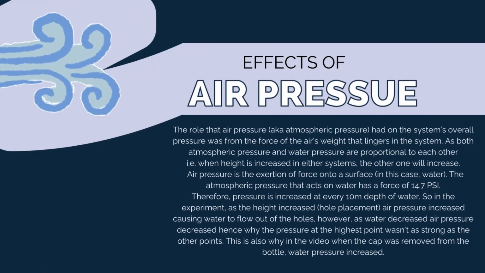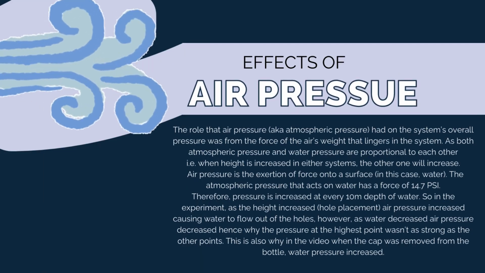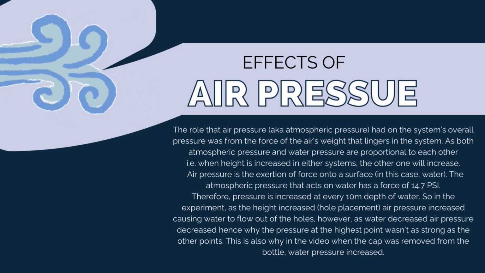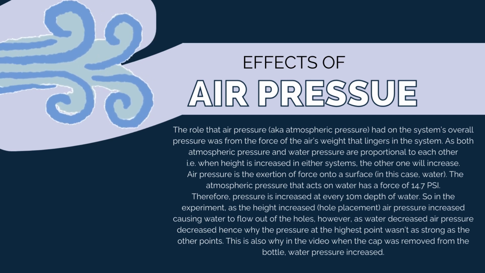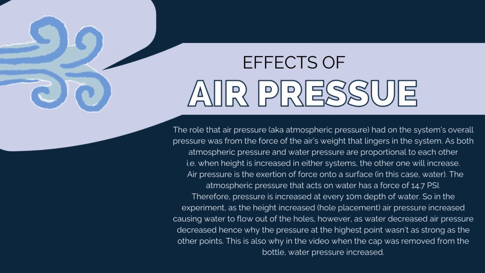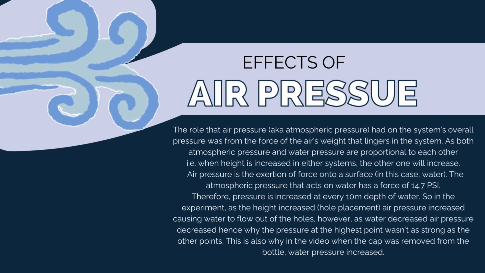Effects of air pressure. The role that air pressure, a.k.a. atmospheric pressure, had on the system's overall pressure was from the force of the air's weight that lingers in the system. Both atmospheric pressure and water pressure are proportional to each other, i.e., when height is increased in either system, the other one will increase.